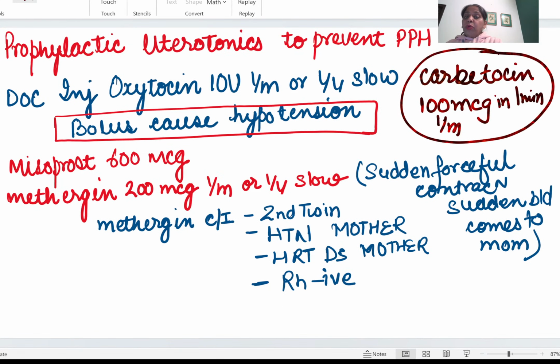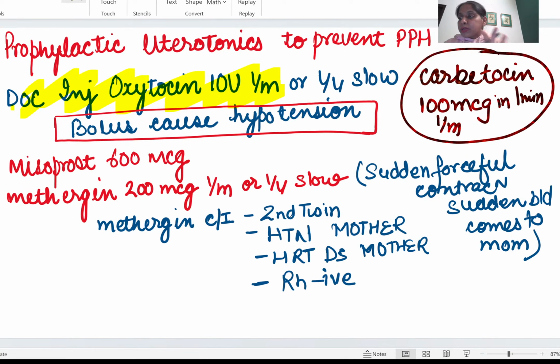Now, no doubt the drug of choice is oxytocin 10 units, but oxytocin has to be maintained in refrigerators. What if we don't have oxytocin? Then the other drugs are carbetocin, misoprostol and methergine.